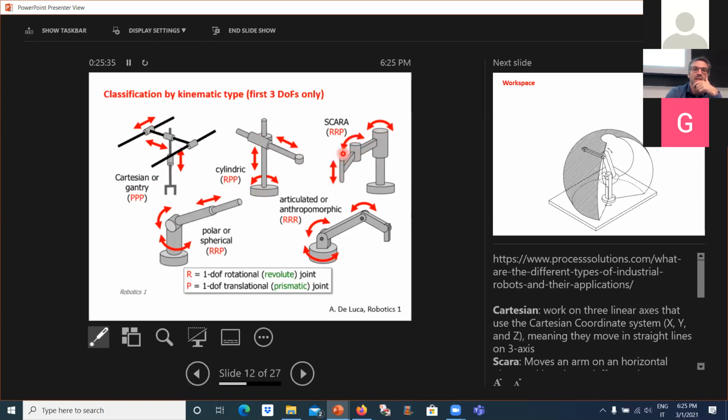the third one is a prismatic one that goes down and up. And polar or spherical robot, which has two rotational joints, or revolute joints, and a prismatic at the end. And finally, the articulated robot or anthropomorphic robot that has all revolute joints.